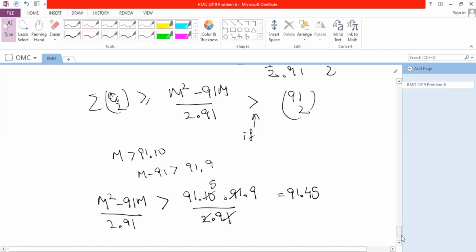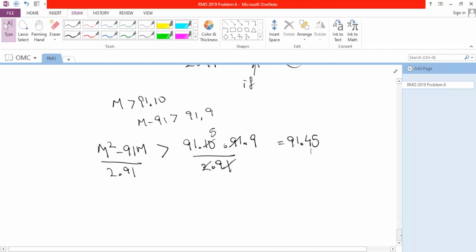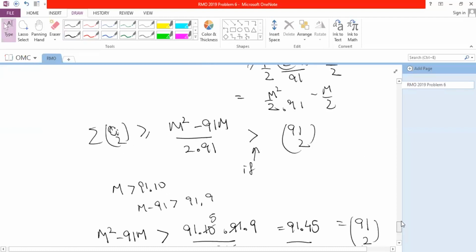Now what is 91 choose 2? 91 choose 2 is 91 times 90 divided by 2, which is also equal to 91 times 45. And we just proved that M squared minus 91M divided by 2 times 91 is greater than 91 times 45, which is equal to 91 choose 2. Hence we proved what we wanted, and we are done.